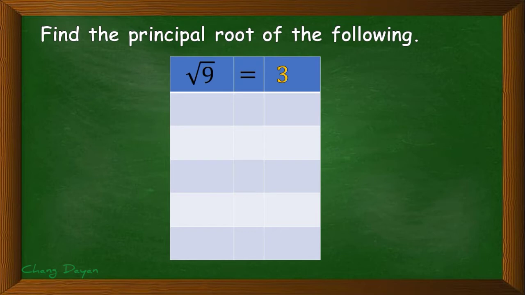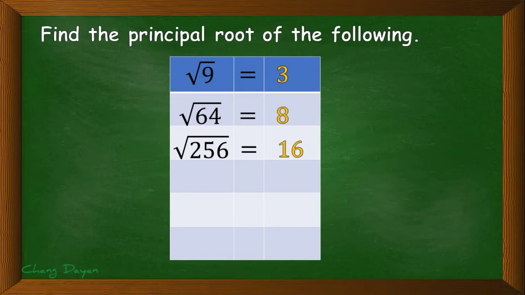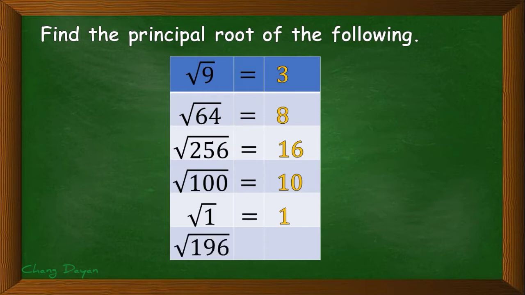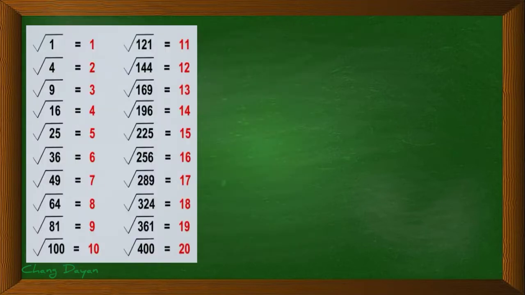So, 3 times 3 is 9. Square root of 64, 8. Square root of 256, 16. Square root of 100, 10. Square root of 1, 1. Square root of 196 is 14.